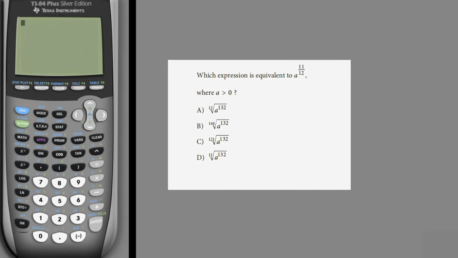In this video, we are going to learn how to solve this short maths problem easy and fast using the TI-84 Plus CE calculator in seconds. So let's get started. The question says, which expression is equivalent to this, where a is greater than 0? So it means that the value of a will not be 0 or below. It has to be from 1 and above.